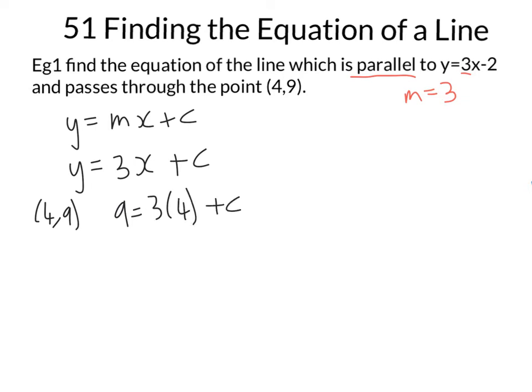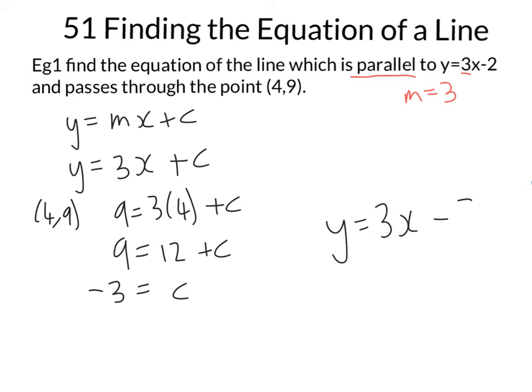and we get that. And because 4, 9 is on the line, if this works, we can work out the value of c. 9 is equal to 12 plus c. If we take 12 from both sides, c would be -3. So the equation of the line is y equals 3x minus 3.